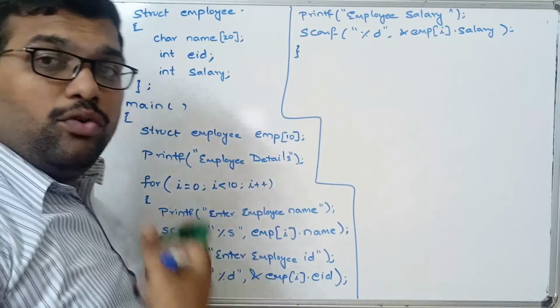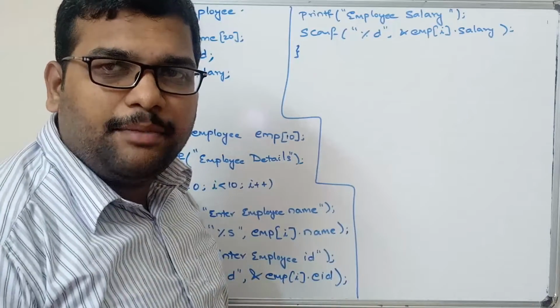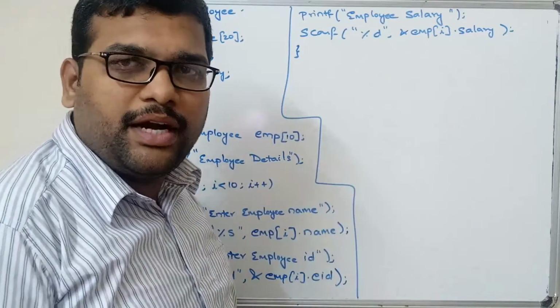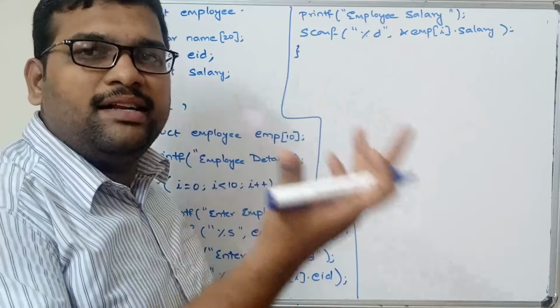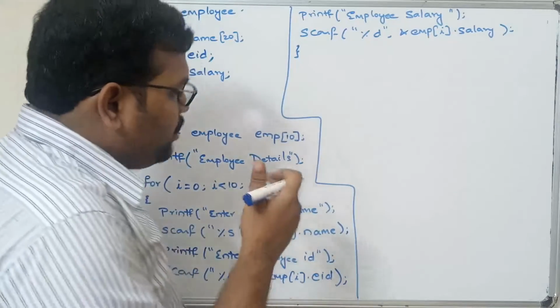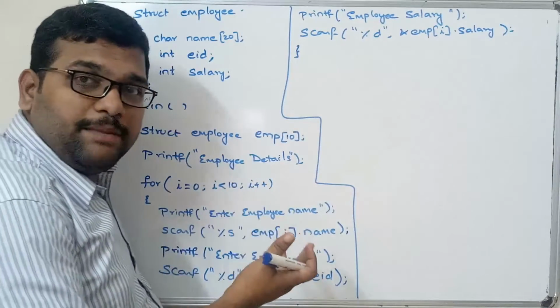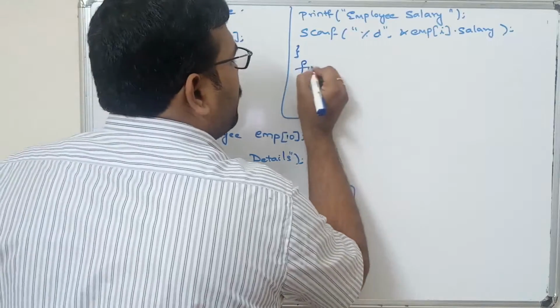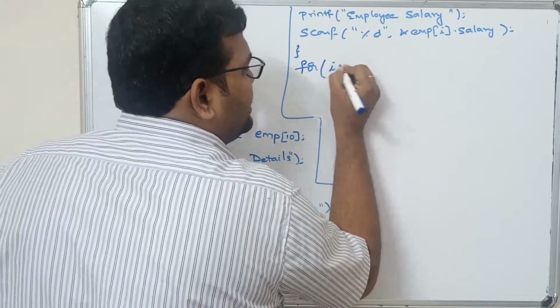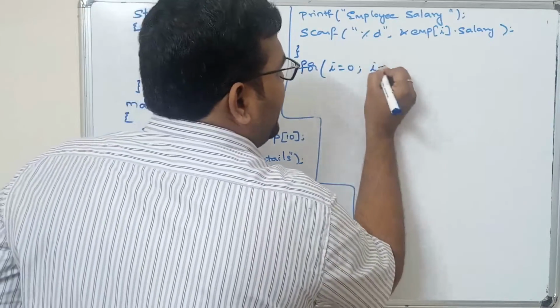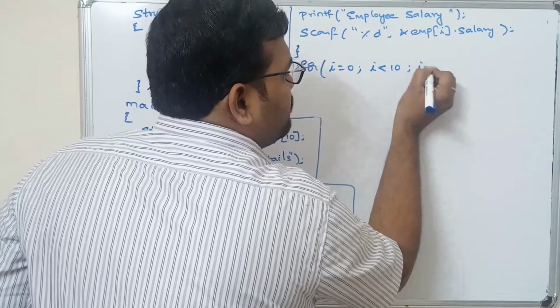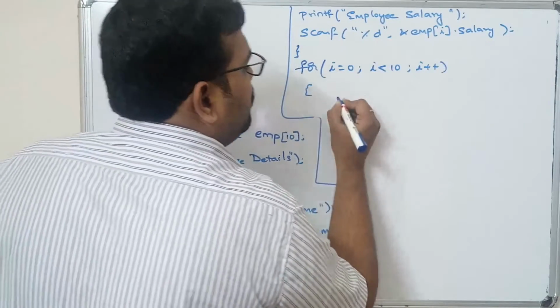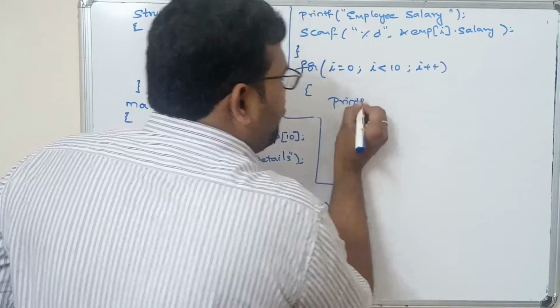Now again we have to print the same on the display screen. That means we need to see the output, right? So the details of an employee. For this also we have to use the iterative statements. So again we have to write the for loop for I is equal to 0, I less than 10 and I plus plus.